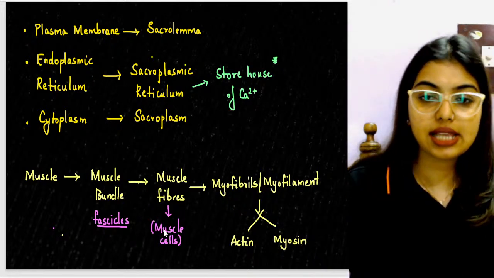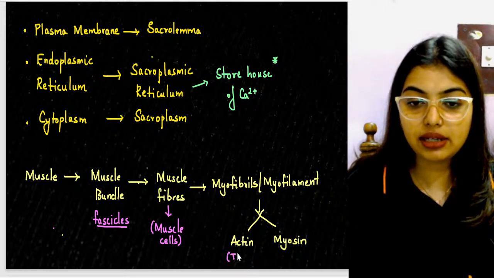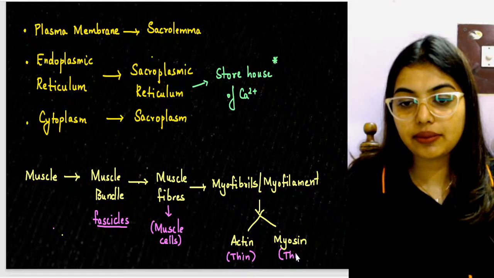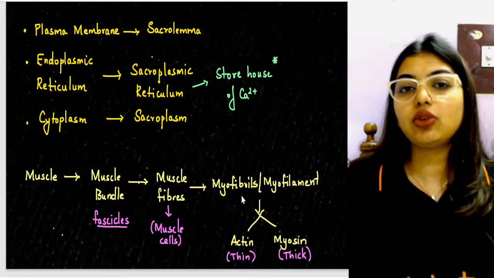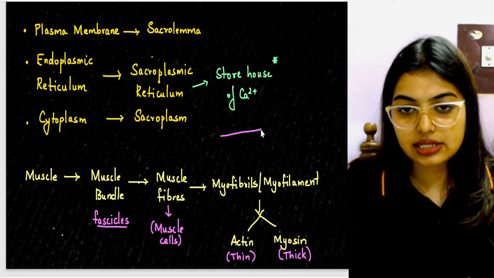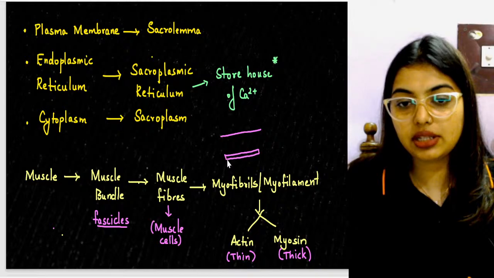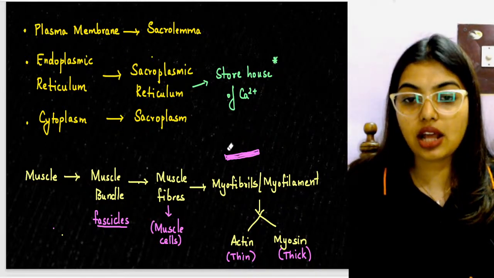Now these myofibrils or myofilaments have the thin filament and the thick filament. Thin filament, thick filament means what? One is thin, a thin line, and one is thick. These two contribute to making the light and the dark bands.